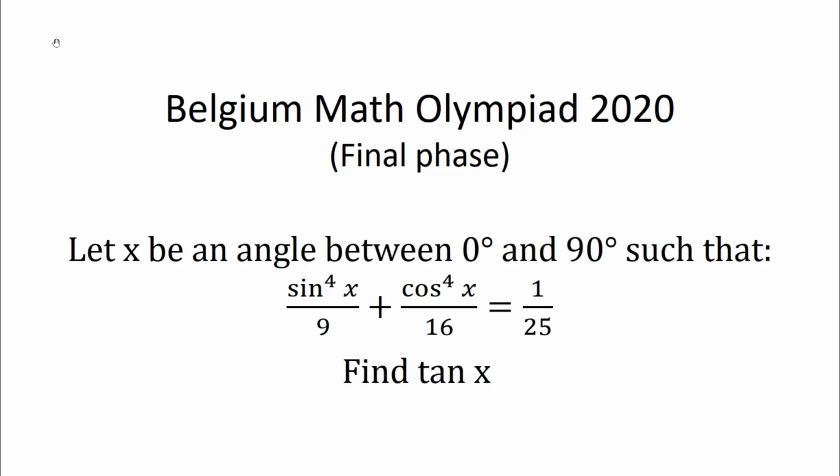The problem states: let x be an angle between 0 and 90 degrees, such that sine of x to the fourth divided by 9 plus cosine of x to the fourth divided by 16 is equal to 1 divided by 25. We are asked to find the tangent of x.